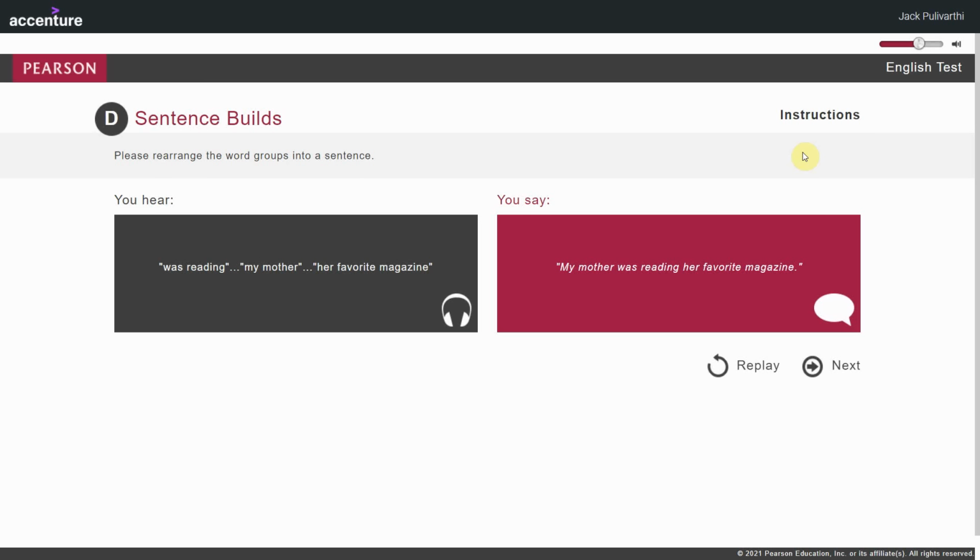Part D. Sentence builds. Now please rearrange the word groups into a sentence. For example, a voice says, "Was reading." "My mother." "Her favorite magazine." And you say, "My mother was reading her favorite magazine."